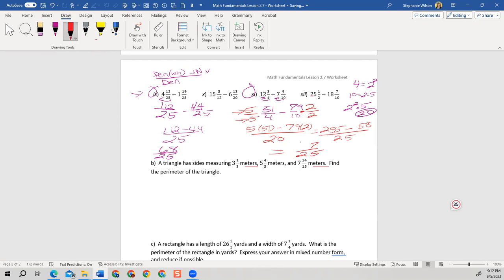All right. So now let's talk about this application right here. B, it says we have a triangle that's measuring 3 1/3 meters, 5 4/5 meters, and 7 14/15 meters. We're going to find the perimeter of a triangle. To find the perimeter of a triangle, we have to add up all the sides. So I'm going to take that 3 1/3 plus the 5 4/5 plus the 7 14/15.